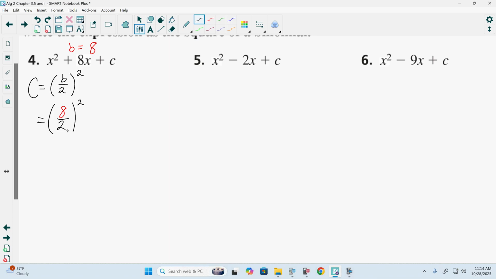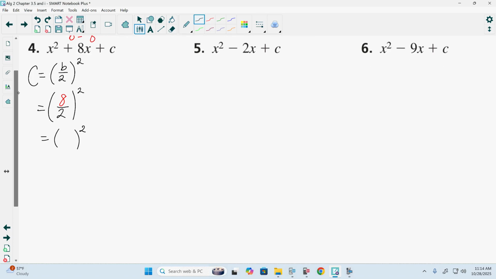Now, yes, at this point here, we could plug that whole thing in the calculator. We can say parentheses 8 over 2, close parentheses, squared. But I would do the division first, because the number inside the parentheses before we square it will be going into it as our factors. And 8 divided by 2 is 4, and 4 squared is 16.